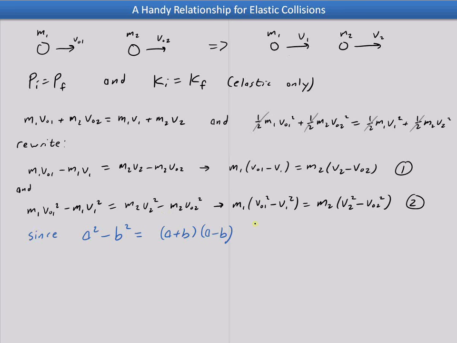Since that's true, equation number 2 is going to become m1 times, well, look, each of these are difference of squares. So it becomes m1 times v initial 1 plus v1 times v initial 1 minus v1. And then on the right hand side, we get v2 minus v initial 2 times v2 plus v initial 2.